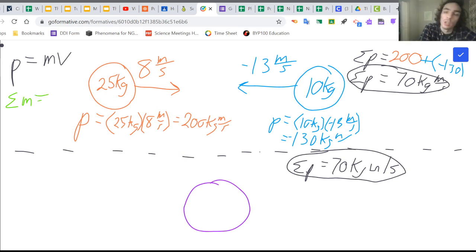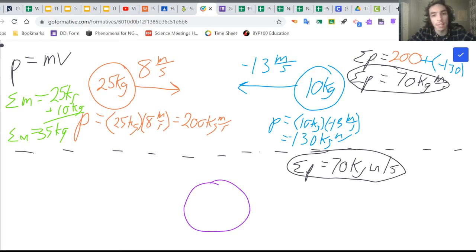So if we want to figure out the total mass here, we're not going to add up these momenta, we're going to add up the masses in kilograms. So 25 kilograms plus 10 kilograms, and that's 35 kilograms, right? That's our sigma m, our total mass here. And I'm going to go ahead and write that for this end part as well. This total mass needs to be 35 kilograms.